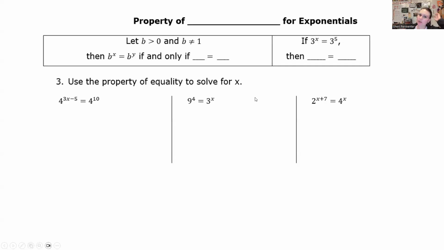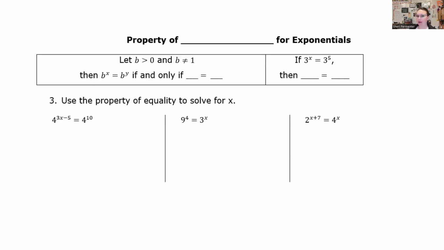All right, let's regroup. So now we're going to talk about something that you've already kind of been doing. The next thing that we're going to talk about is the property of equality for exponentials. The property of equality for exponentials says that if you have b to the x equals b to the y, that's true if b is bigger than 0 and b is not equal to 1, if and only if blank is equal to blank.